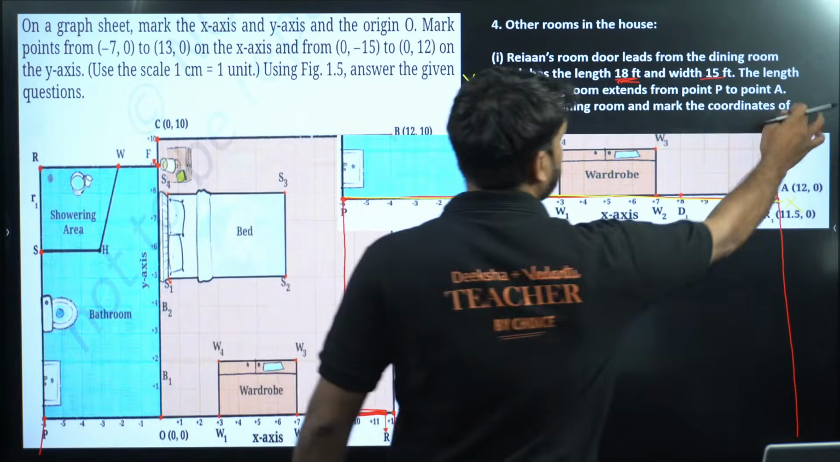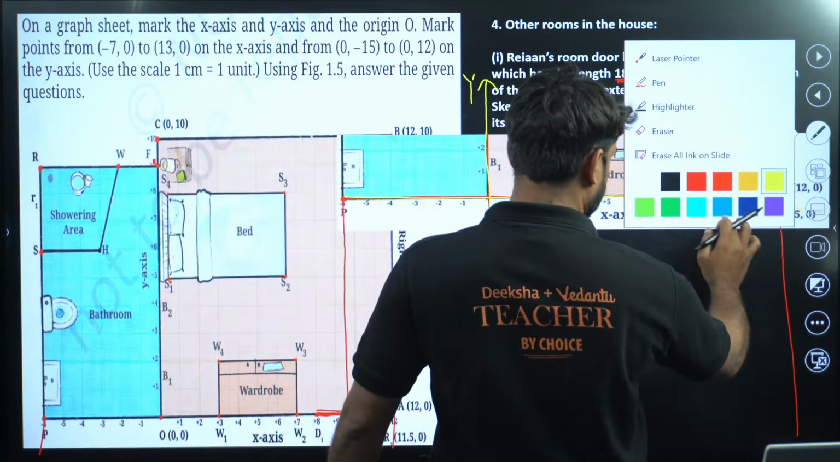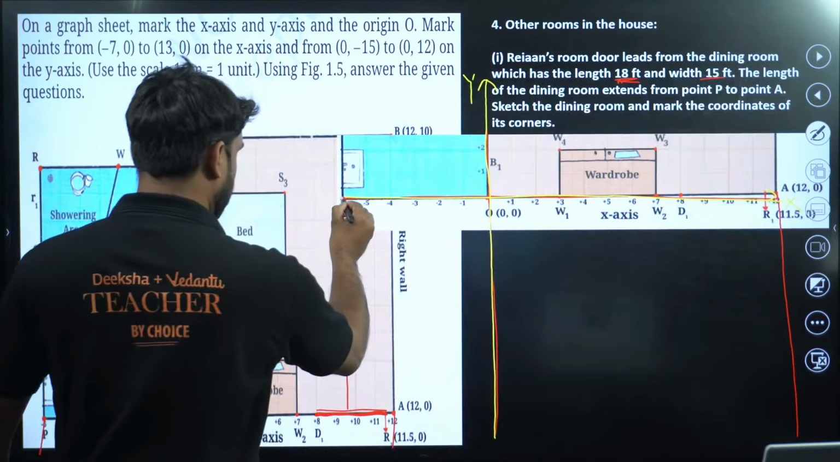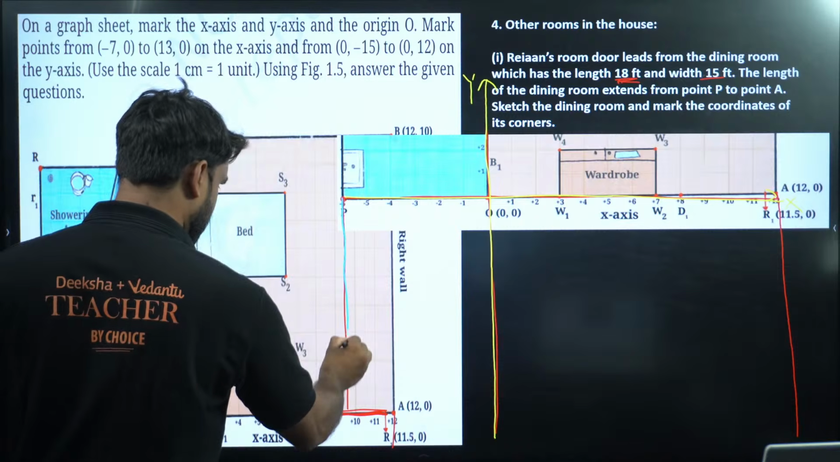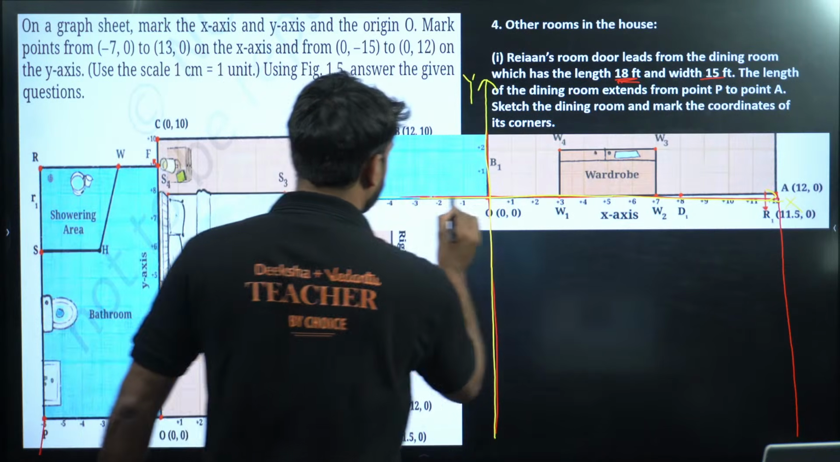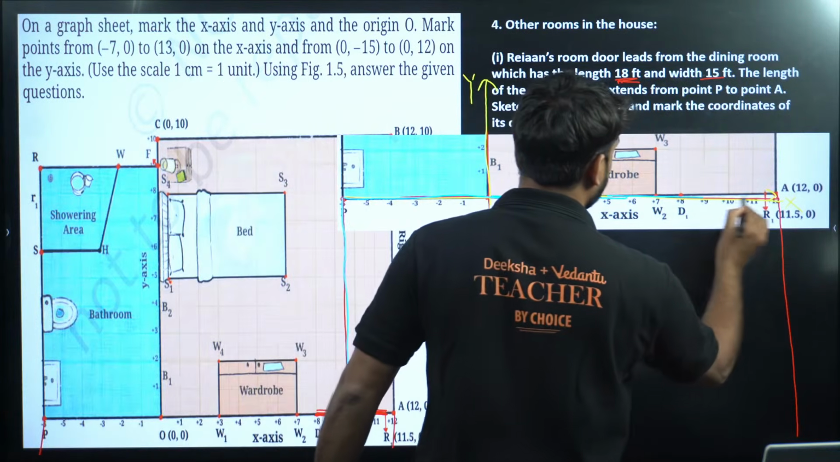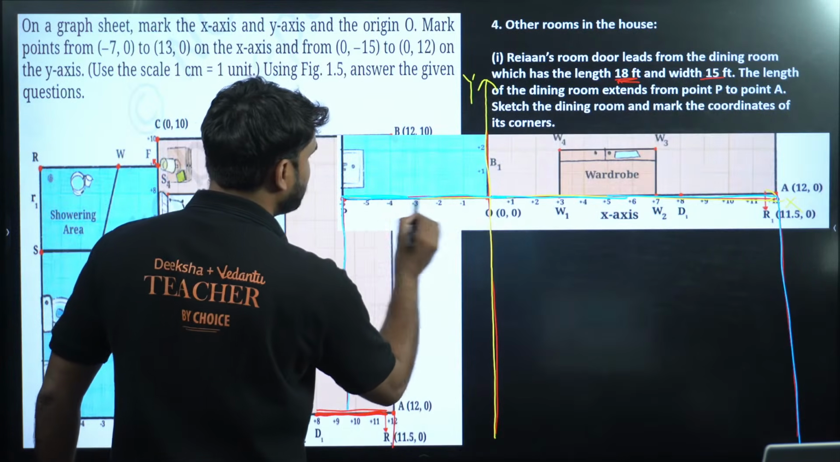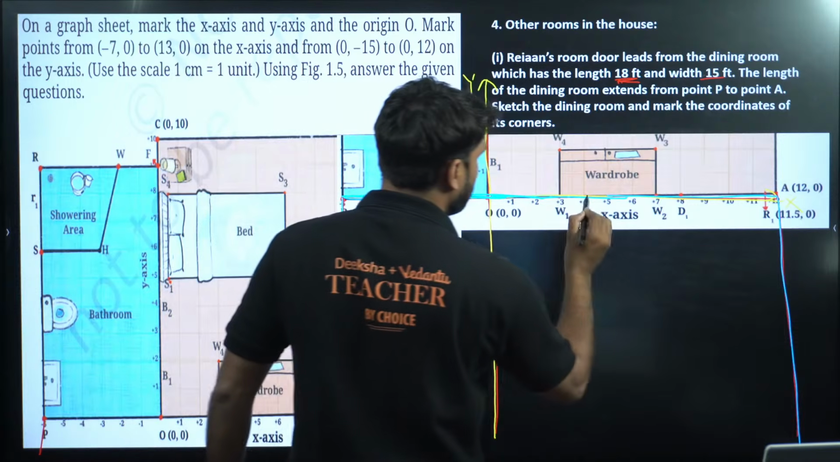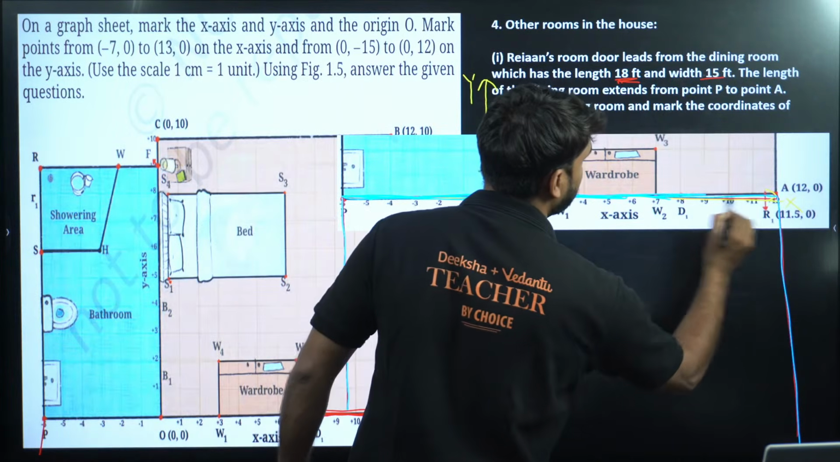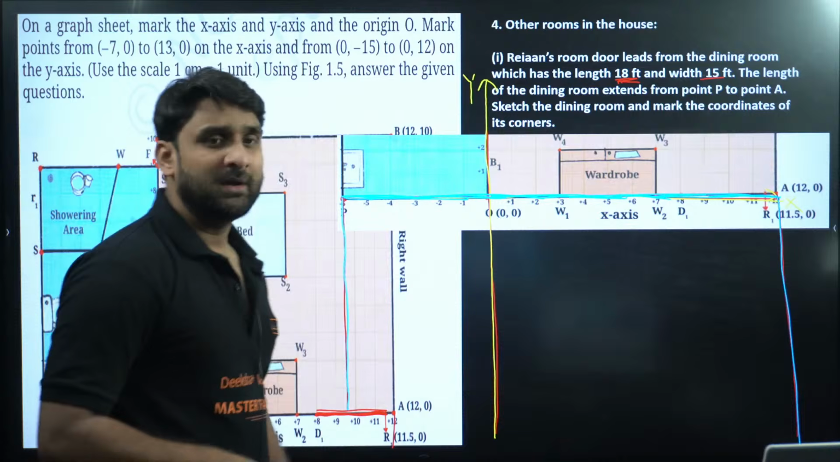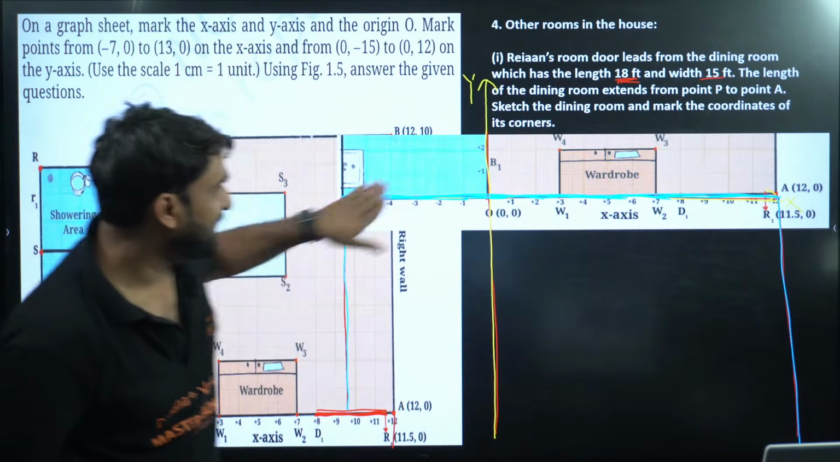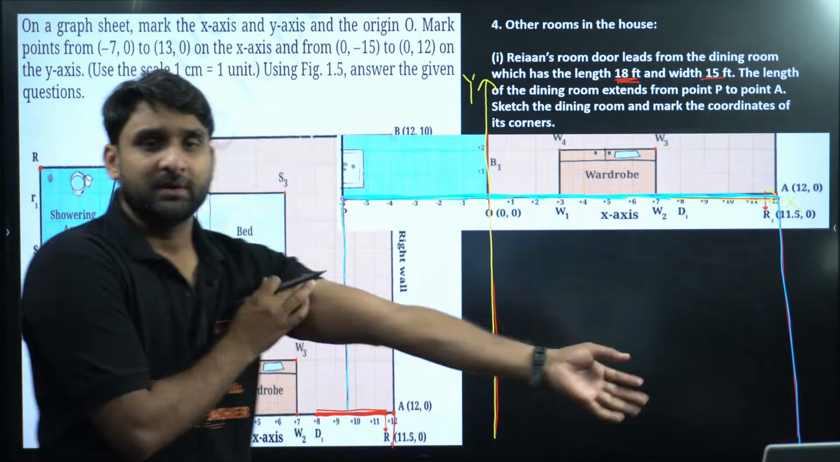And let me use here, I think this color will be good, blue. Sky blue I'm using here, a sky blue color for the dining room. So this is the dining room, and this wall, the dark blue wall, is of Rian's bedroom, and this entire portion here is of the dining room also.